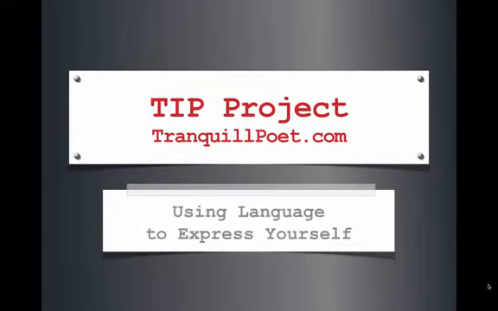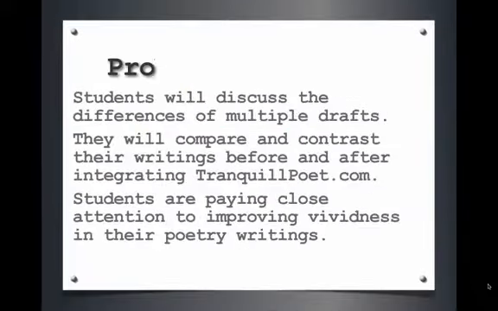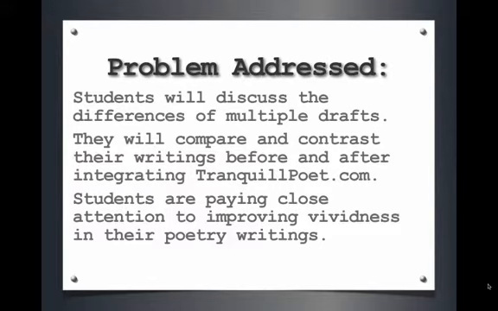The title of the unit for our technology integration project is Using Language to Express Yourself. We're going to be looking at writing poetry, and this is scaffolding to write narrative prose. So we're going to be writing narrative poetry in order to help students transition to writing narrative prose. And what we want to come out of this is that students will understand the importance of spending more time with your writing, of getting multiple drafts, and be able to compare and contrast their writings before they were using Tranquil Poet and after they've used the site. And so hopefully this will help them to pay attention to the vividness in their language and choosing words carefully.